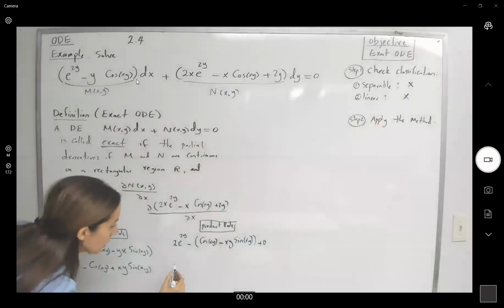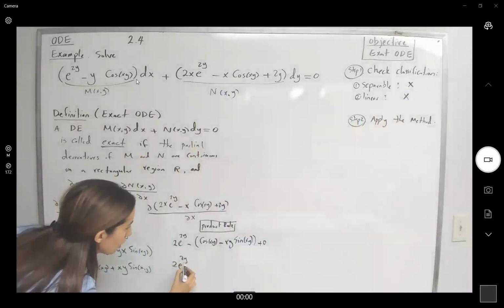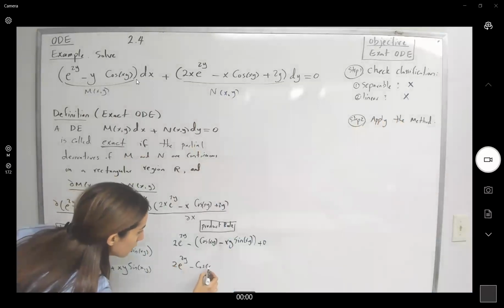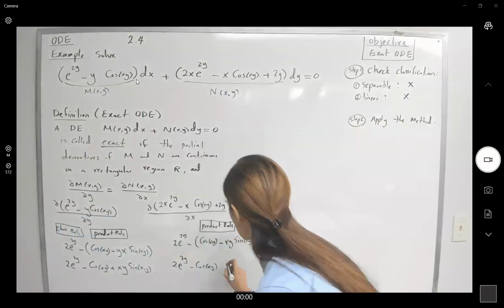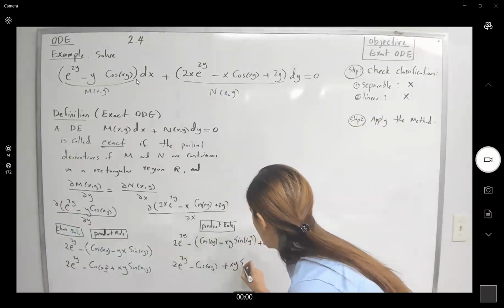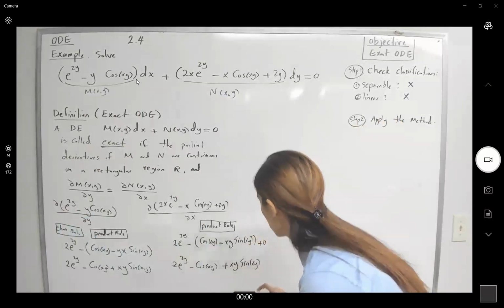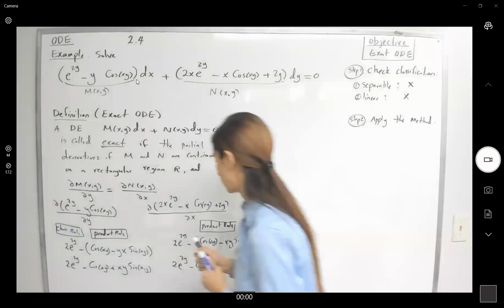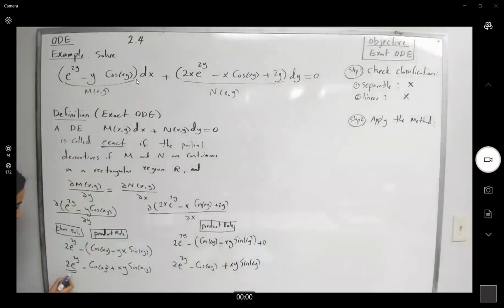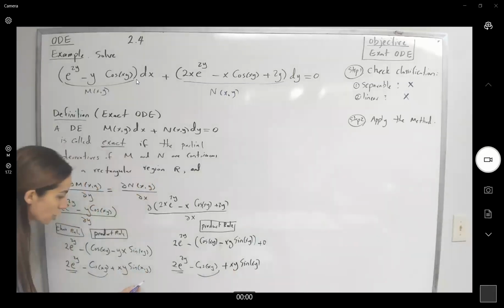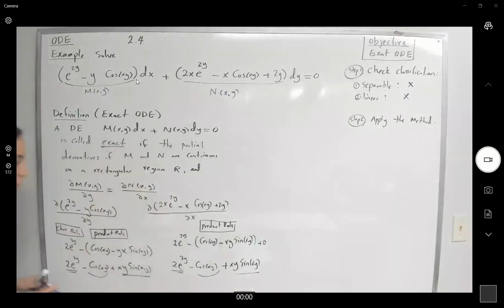Let us simplify. We get 2 e to 2y minus cosine xy plus xy sine of xy, and this is just 0. Let us compare these. 2 e to 2y, they are the same. Then negative cosine xy is equal to negative cosine xy. And as you can see, the final terms are equal as well. So what's the meaning of that? It means that this differential equation is exact.